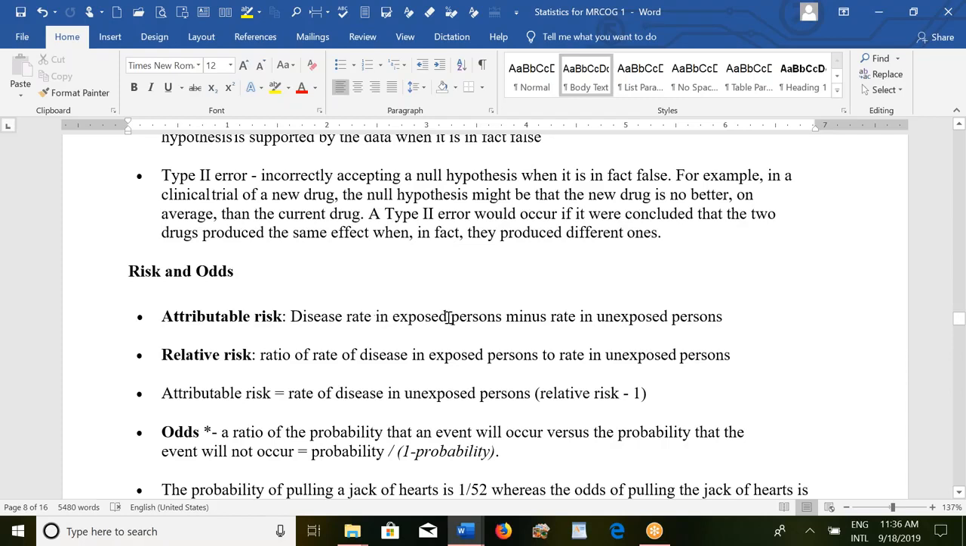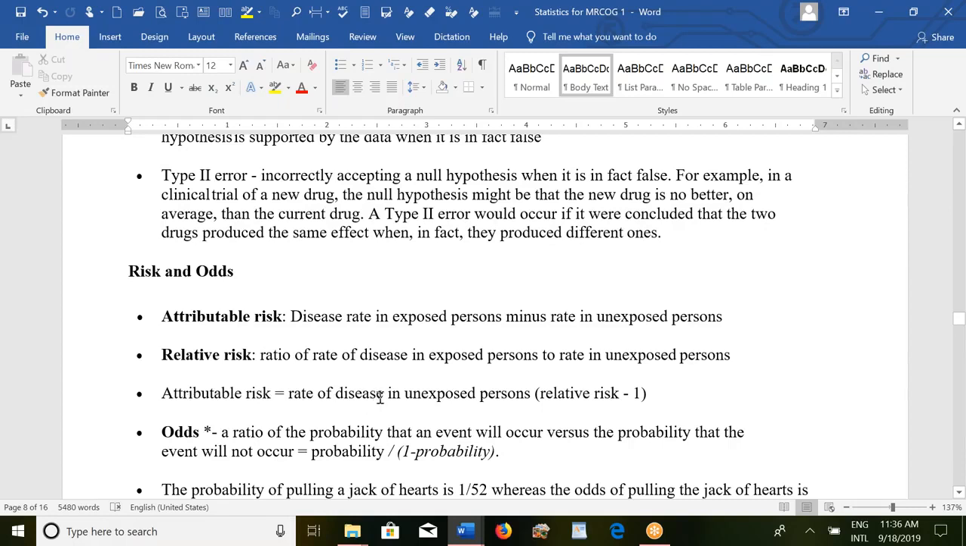Disease rate in exposed person minus the disease rate in unexposed group. So you will say how much risk has increased after exposure to the risk factor. Then what is relative risk? This is the ratio of the rate of disease in exposed group to the rate in the unexposed group. That is relative risk. Then what is attributable risk?